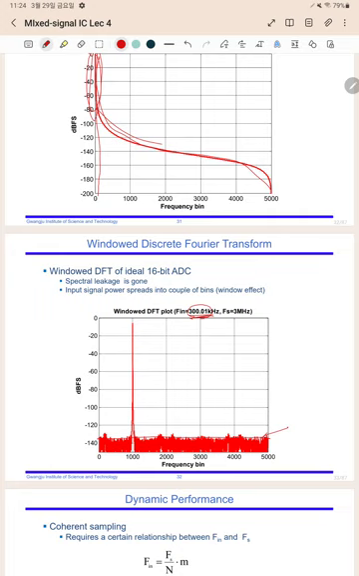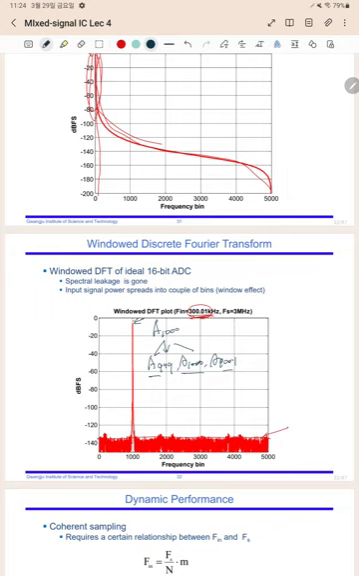And then window: initially we have this kind of spectral leakage, but now the window can remove this one. But instead, you see that your input was supposed to be placed at 18,000, but now your input signal is spread into 999, 18,000, and 1,000. Your input is spread into 3 frequency bins, but that's okay.